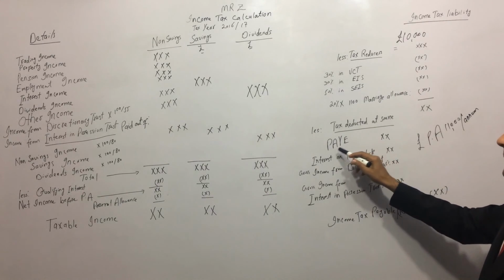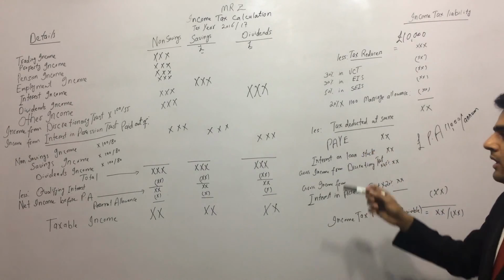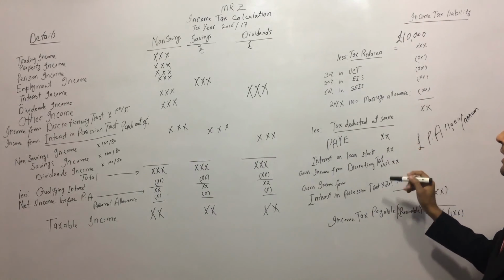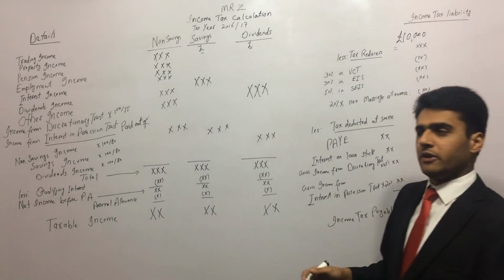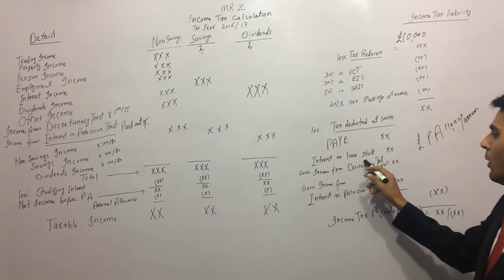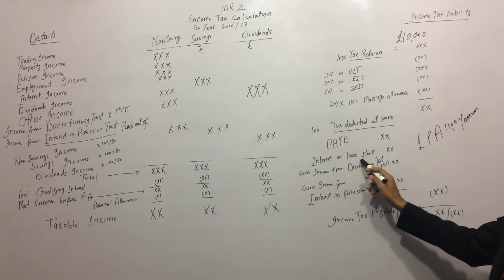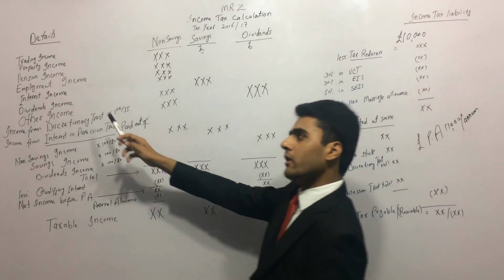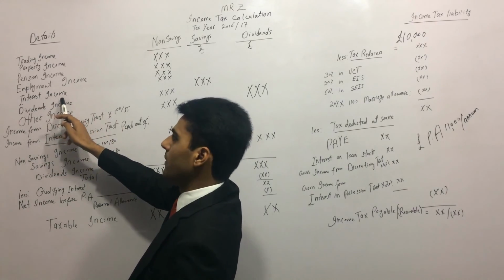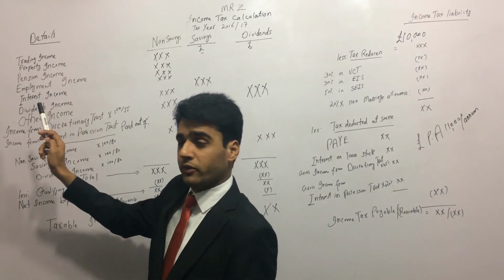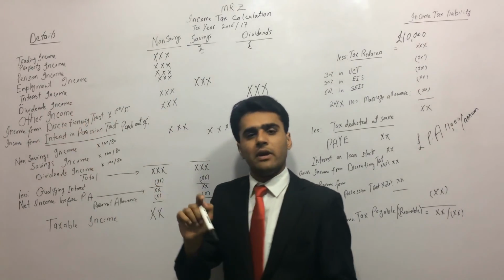So that is PAYE, pay as you earn. Now that will be deducted here. Likewise, if any other tax has been deducted, such as on interest on loan stock, that is also deducted. Interest on loan stock is interest, which I told you here, that is our interest income, which is always paid gross, except for one source of income.